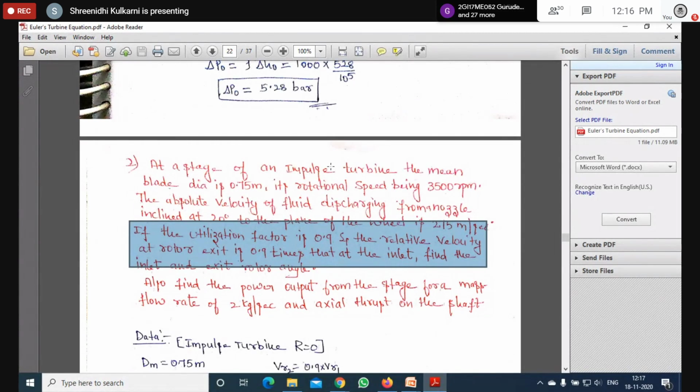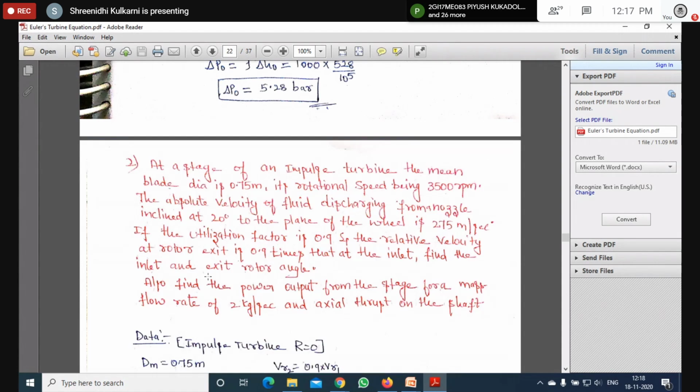If they not given, we can directly take VR1 is equals to VR2. But here they mentioned VR2 is equals to 0.9 VR1. So this is very important. Then we have to find out the inlet rotor angle. Rotor angle is nothing but beta 1 and beta 2.